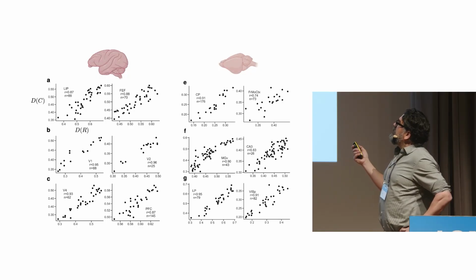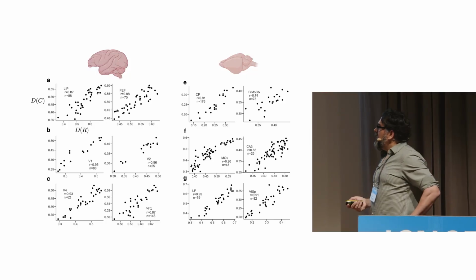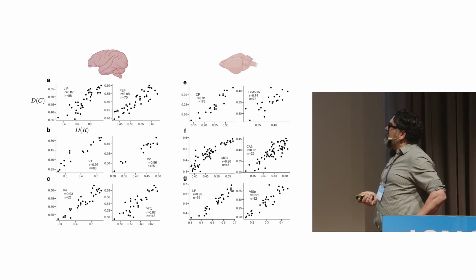This is it in mouse, so all over the mouse brain. This is data from the Allen Institute out in Seattle here. We tend to get this linear relationship recovered everywhere.